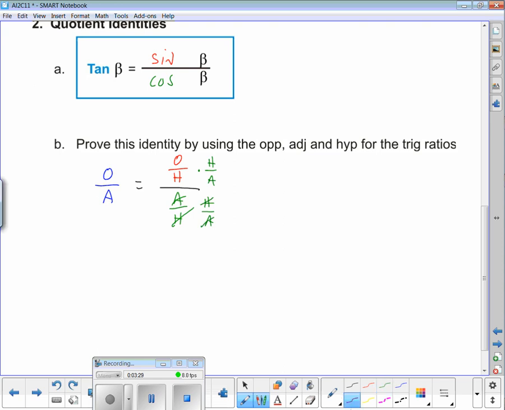Anyhow, this is where we're at right now, right? And clearly, you can see how the hypotenuses divide out, and what are you left with? Opposite over adjacent. So see, the tangent does indeed equal the sine b over the cosine b.